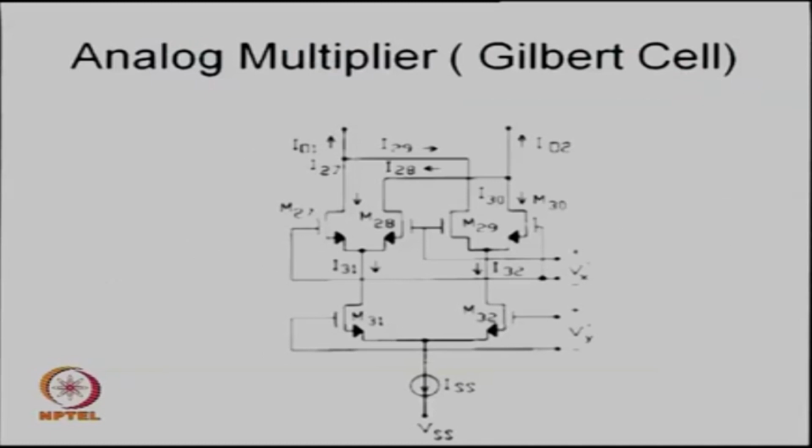Typical analog multiplier is shown here. This is a very famous circuit called the Gilbert cell. It is a 2 diff-amp cell, or rather 2 diff-amps put together looking like 3 diff-amps. This is the analog multiplier. This is generally a current multiplier, and that is the strength of it.